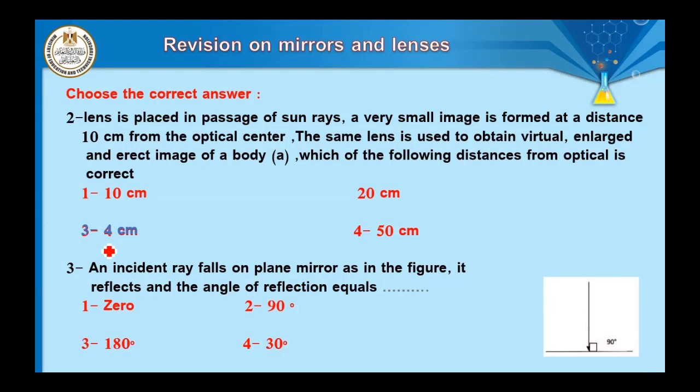Question number three. An incident light ray falls on a plane mirror. In front of you is a picture of a light ray that falls on a plane mirror. It reflects. What happens when light rays fall perpendicular on the reflecting surface, or on a plane mirror? It will reflect on itself. This means that the angle of incidence may be equal to 0, 90, 180, or 30. Which of them is correct? The angle of incidence must equal the angle of reflection, equal to 0. The correct answer is 0. When light falls perpendicular on the reflecting surface, it will reflect on itself, as the angle of incidence equals the angle of reflection, equal to 0.